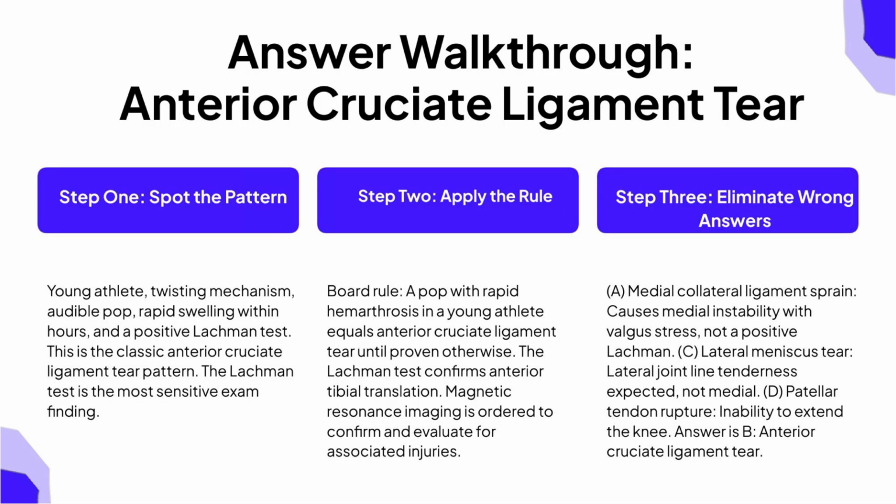Let us break this down using our 3-step approach. Step 1, spot the pattern. We have the classic triad for an anterior cruciate ligament tear: young athlete, twisting mechanism with a pop, and rapid swelling from a hemarthrosis. The positive Lachman test seals it.